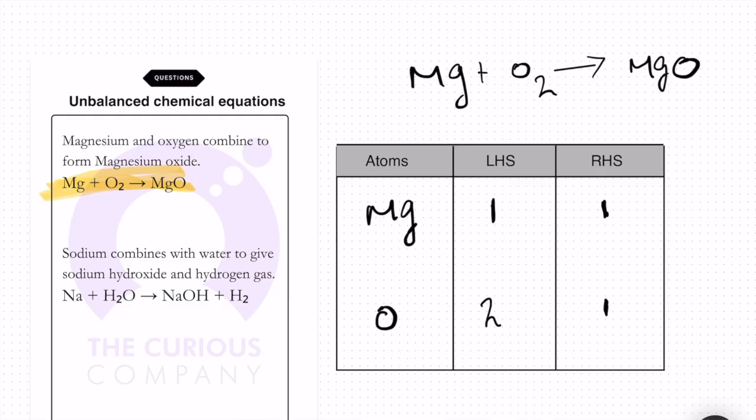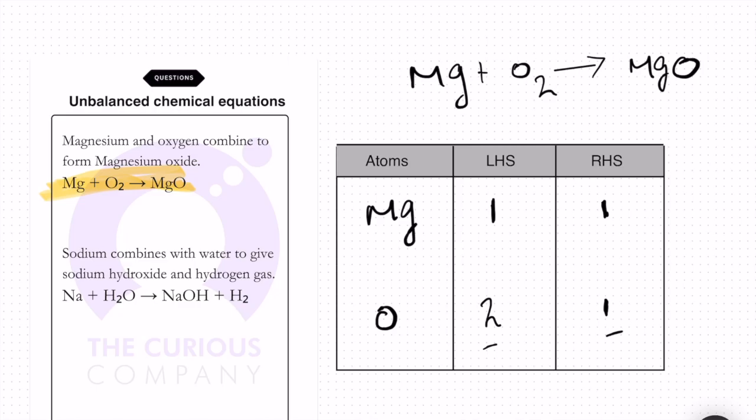So the idea is the LHS and RHS has to match. The number of atoms in the reactants and the number of atoms in the product must match. So we have a mismatch when it comes to oxygen here. What can we do to solve it?